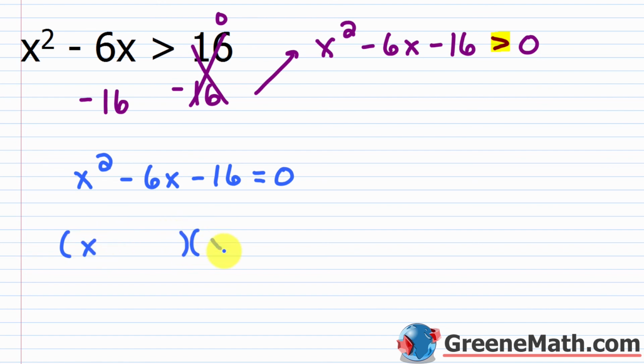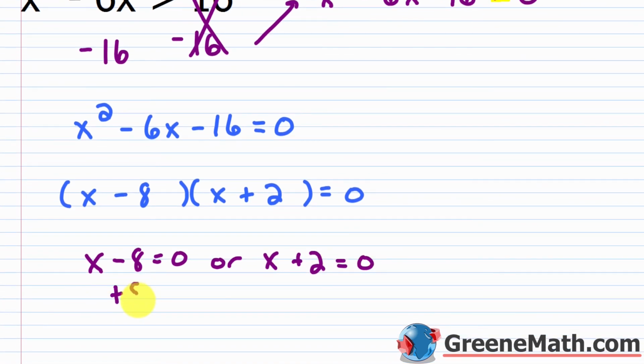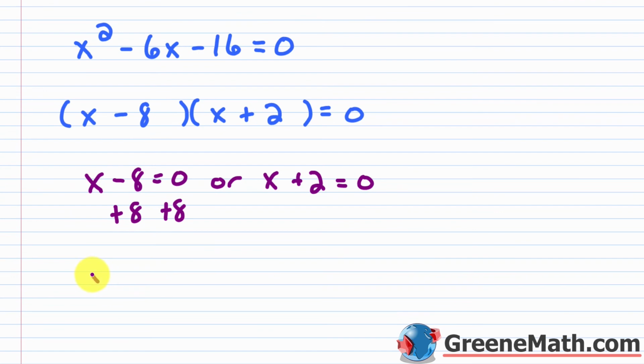So this would be an x, and this would be an x. Give me two integers whose sum is negative 6 and whose product is negative 16. We know that would be negative 8 and positive 2. So now I can just set each factor equal to 0 and solve. I would have x minus 8 is equal to 0, or x plus 2 is equal to 0. For this one, I can add 8 to each side of the equation, and I'll get that x is equal to 8. For this one, I can subtract 2 away from each side of the equation. I'll get that x is equal to negative 2.